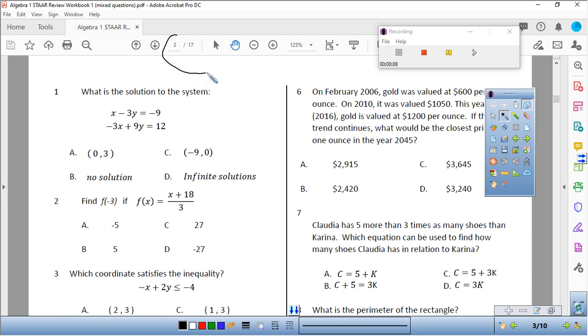I don't know why my pen's still writing. Forgive me on that one. Come on, wake up, machine. Wake up, machine. Yeah, it's not cool. I don't know what's going on. We're on 3 of 17.